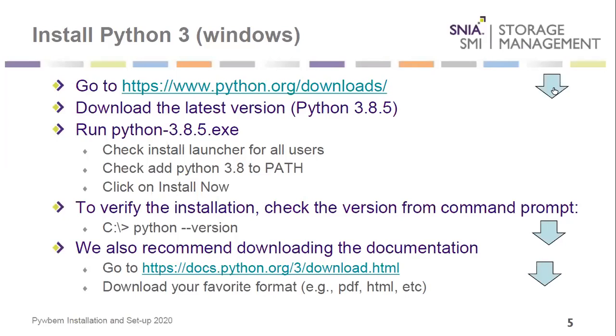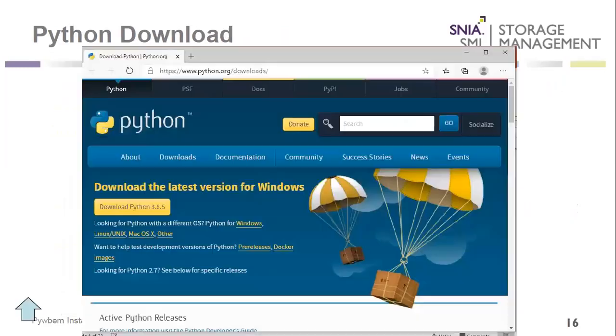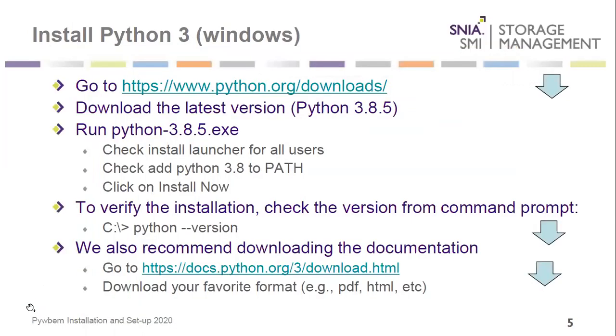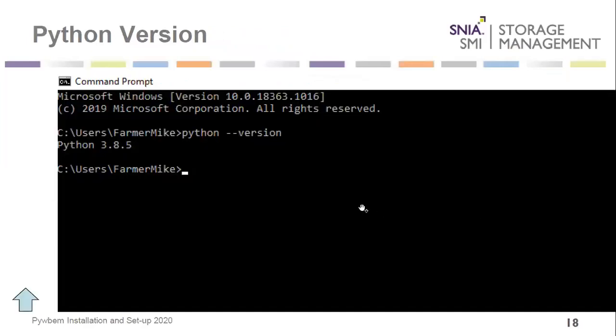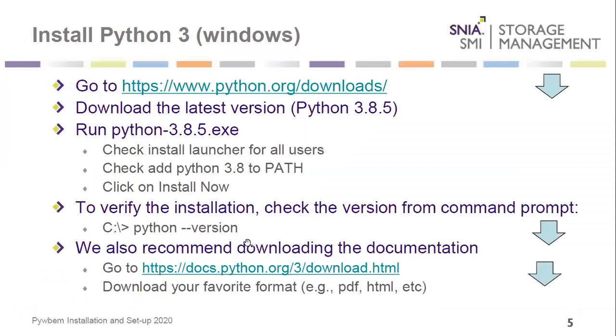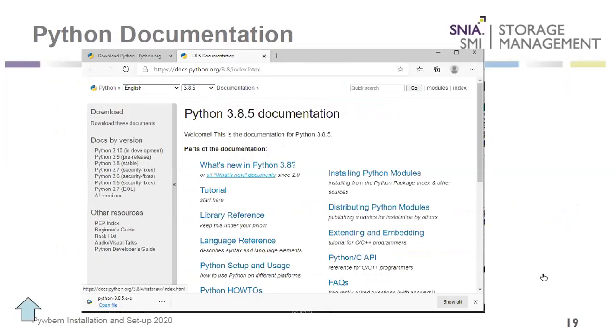So let me first show you. This is a page you get when you go to that address, and there's the button you push to do the download. So if you check the version, and I did this, I ran python --version, and sure enough, it told me I installed Python 3.8.5. Finally, we recommend downloading the documentation on Python, especially if you plan on doing any programming. And you'll get documentation on Python, and it comes in a variety of formats, including tutorials.